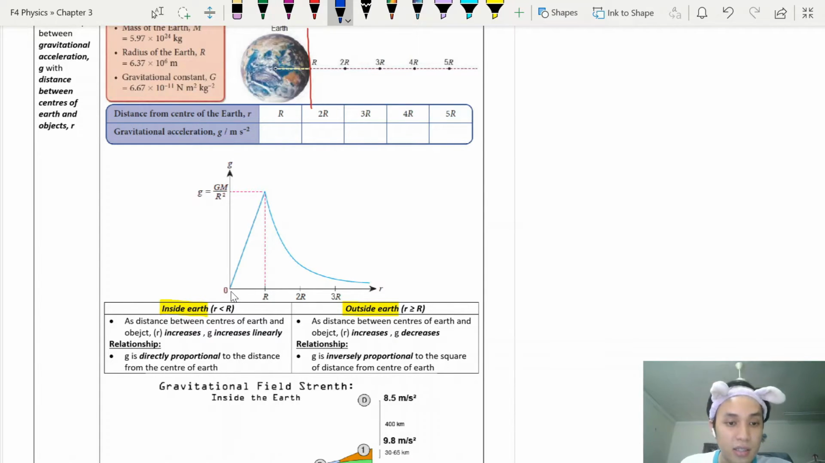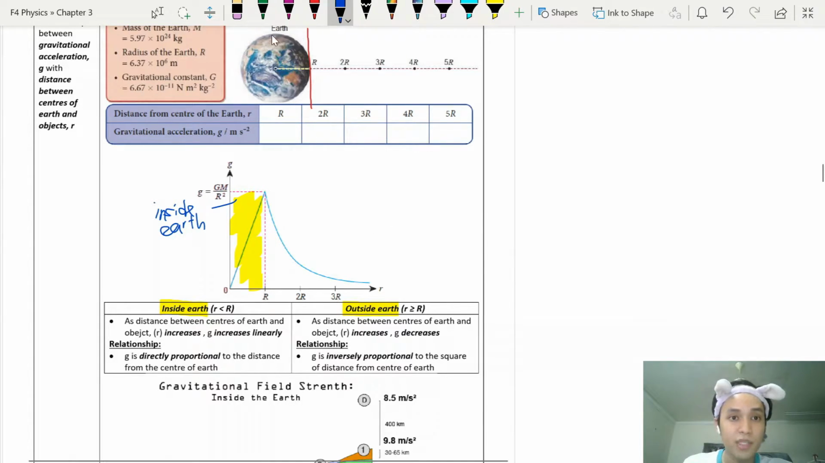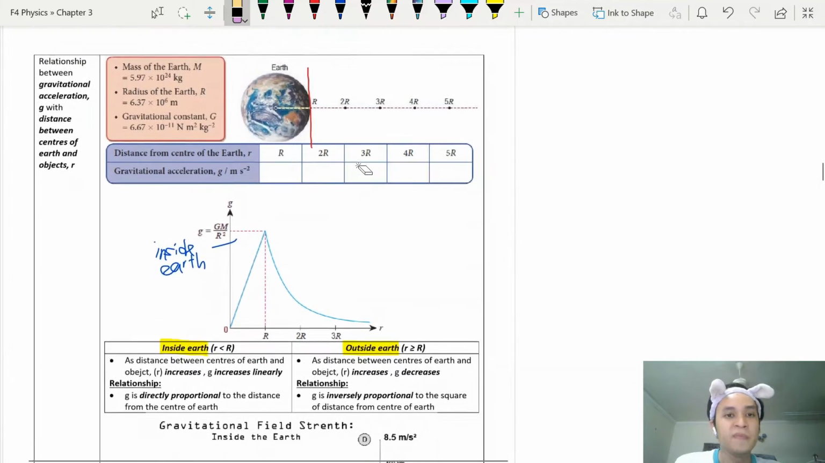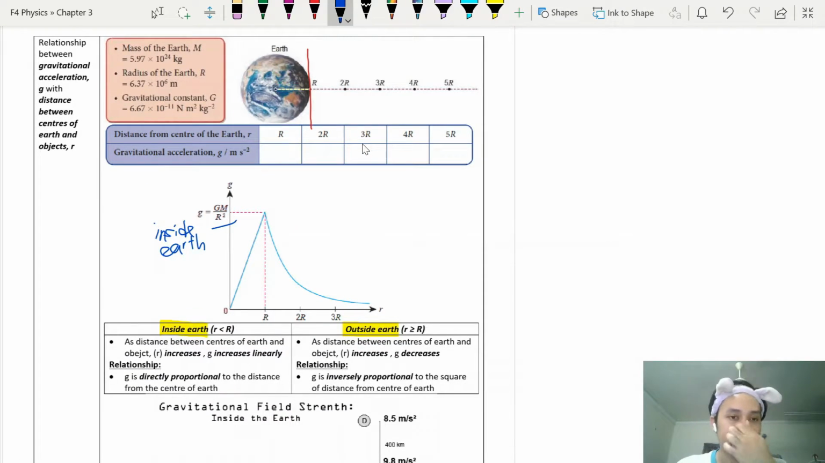Meaning as the distance increases, your gravitational acceleration increases. This part here is referring to inside Earth, whereas the graph here after r is outside Earth. Meaning this one is here, and this one after r is this part of the graph. So what does this mean? The confusion starts at this place.